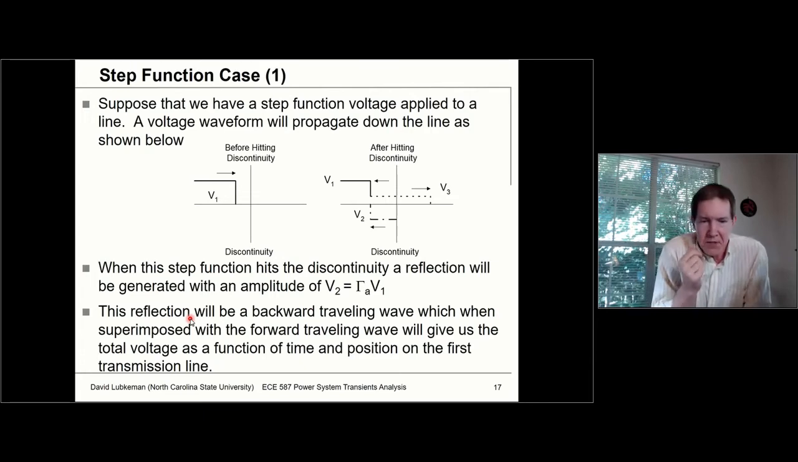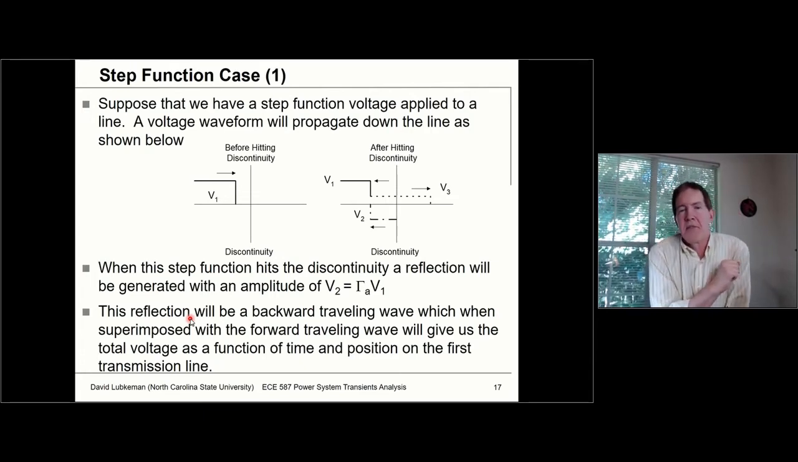Okay, so let's apply this to a step function that's basically a flat wave. We have the square pulse that's traveling from left to right down the first line section A. And then it's going to hit a discontinuity. Once it hits that discontinuity, we're going to get a reflection and a refraction. That reflection is V2 and that refraction is V3. The amplitude of the reflection, V2, is going to be gamma A times V1.